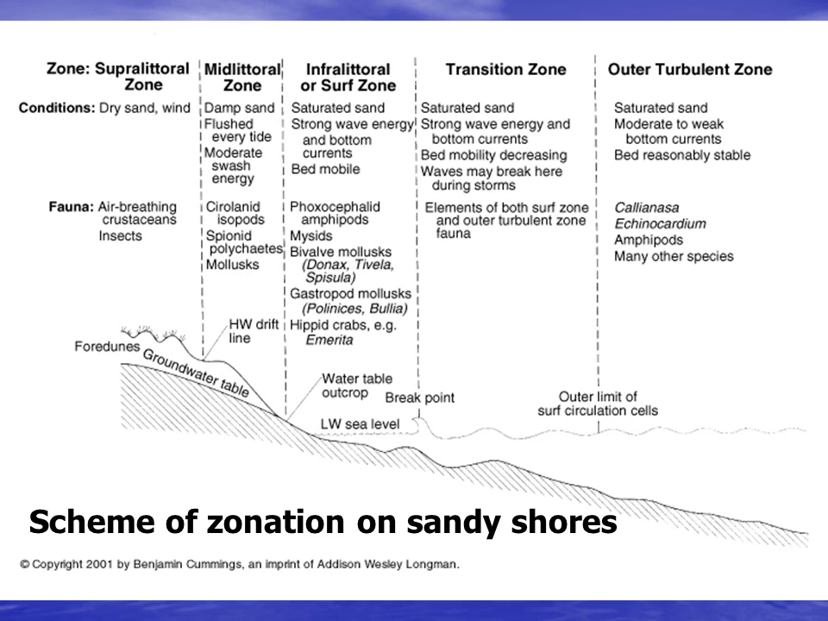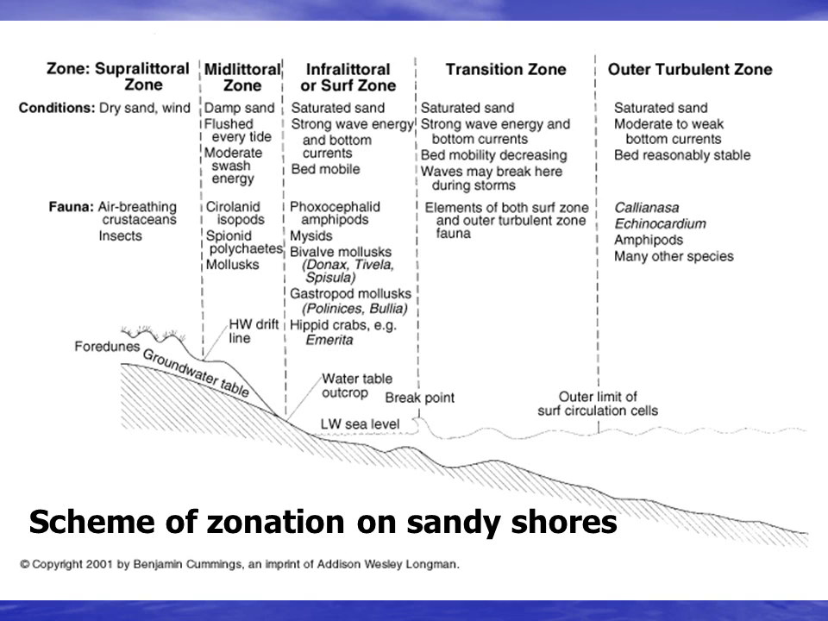So if you look at the zonation pattern that might be on a sandy shore, you can see that there's the outer turbulent zone. And that outer turbulent zone might have some weak bottom currents associated with it, but there's some amphipod species that might be out there in the soil. And then if you remember what happens to waves in shallower waters, well, they start to feel the coast, and you can see the point break there where the waves kind of build up. You have a transition zone where there's a lot of strong wave energy, and you might have some of that surge associated with bottom currents.